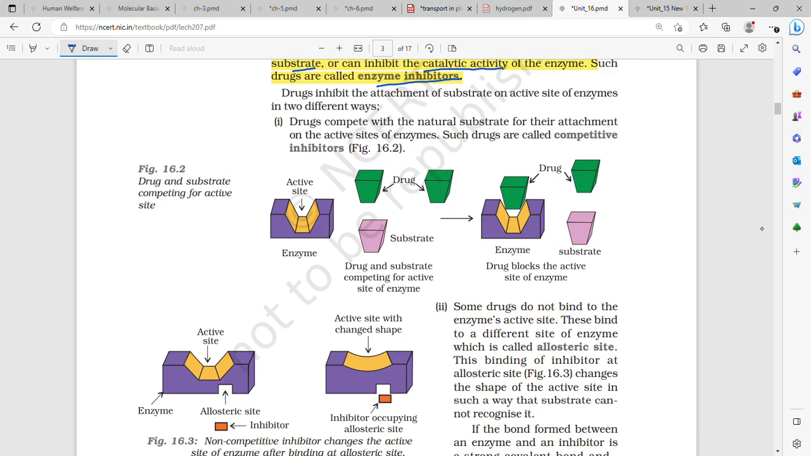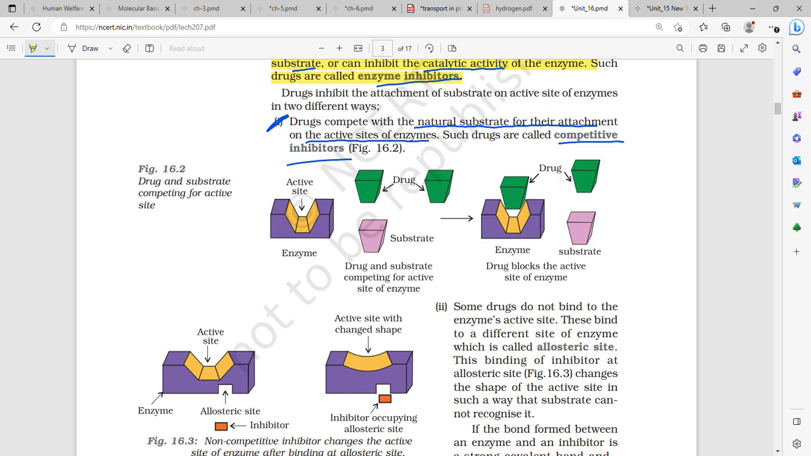Drugs inhibit the attachment of substrate on the active site of enzymes in two different ways. Firstly, drugs compete with the natural substrate for their attachment on the active sites of enzyme, and such drugs are called competitive inhibitors. So how do the drugs inhibit the attachment of substrate on the active site? There are two ways: competitive inhibition and non-competitive inhibition.